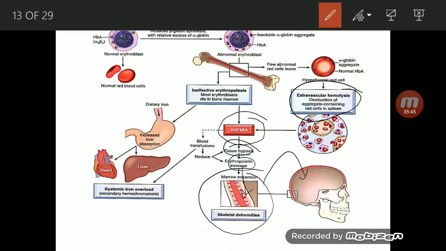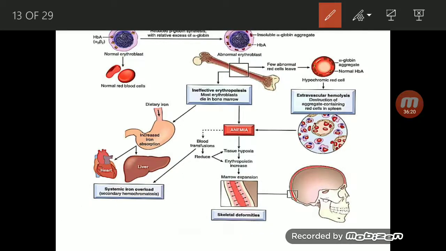Other than that, whenever you are destroying more amount of your blood, there's going to be iron overload as well, because first and foremost you are eating iron from your diet, which is getting absorbed. On top of that, you are getting more amount of iron, which is normally recycled. Whenever your blood is getting destroyed, you will have more amount of iron accumulating inside your body as well. So there will be iron overload taking place side by side.